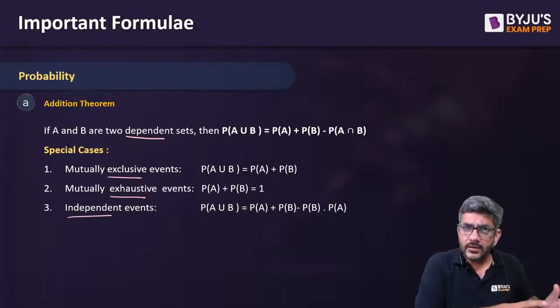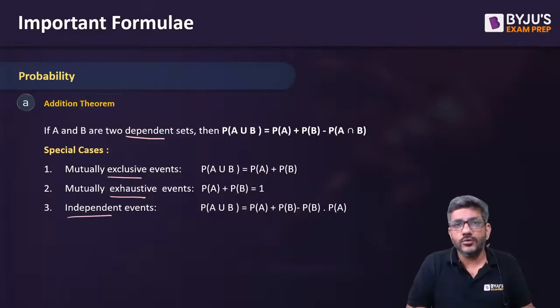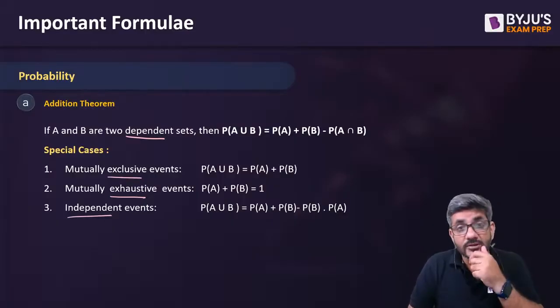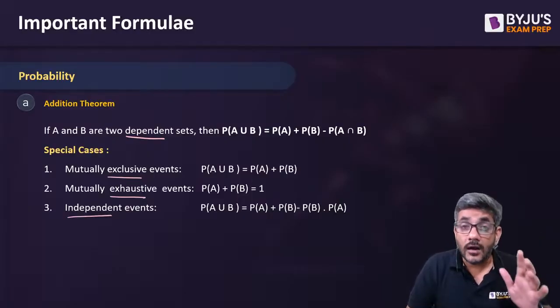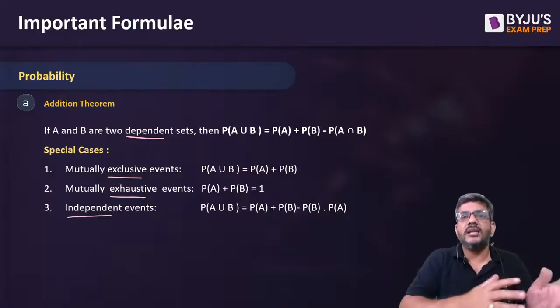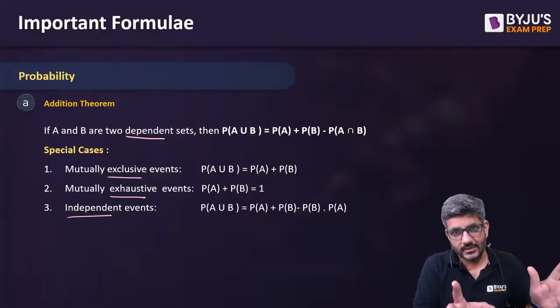टुमारो आई विल गो टू दिल्ली और टुमारो आई विल नॉट गो टू दिल्ली. ये एग्जॉस्टिव है क्योंकि एक ही चीज होगी, या तो मैं जाऊंगा या नहीं जाऊंगा, राइट. और एग्जॉस्टिव कौन से नहीं होते? टुमारो आई विल गो टू दिल्ली और टुमारो आई विल गो टू आगरा. अब ये एग्जॉस्टिव नहीं है. आई माइट गो टू सम प्लेस विच इज नीदर दिल्ली नॉर आगरा, राइट. एग्जॉस्टिव वो है जहां पे उन दोनों के अलावा कुछ हो ही नहीं सकता, राइट.